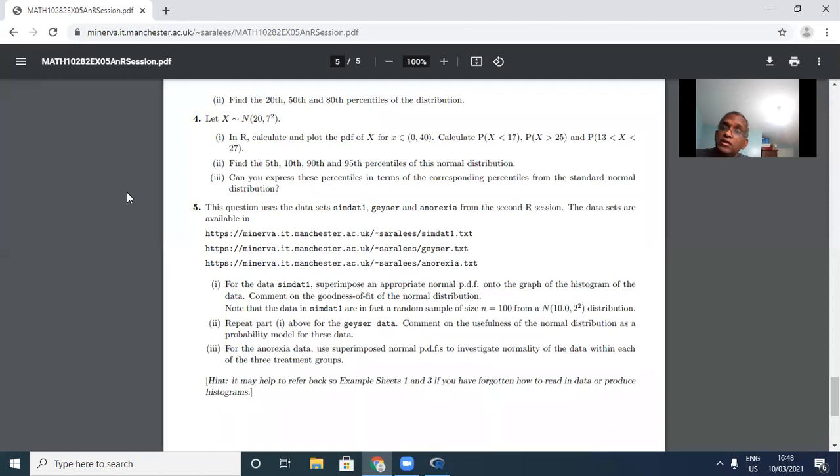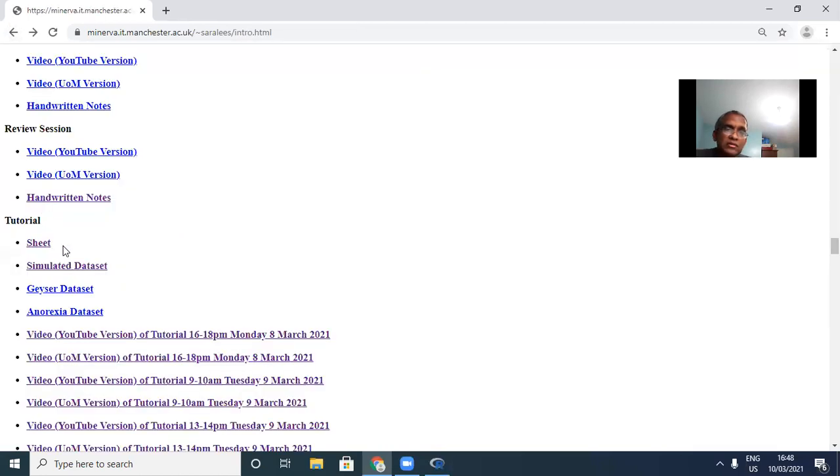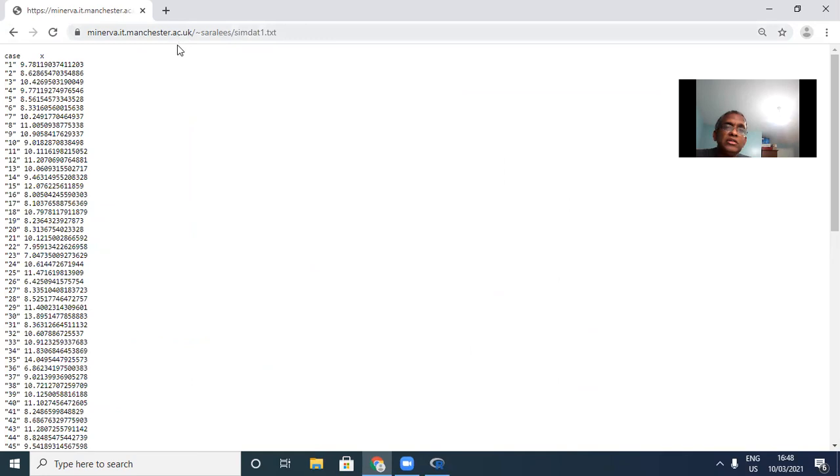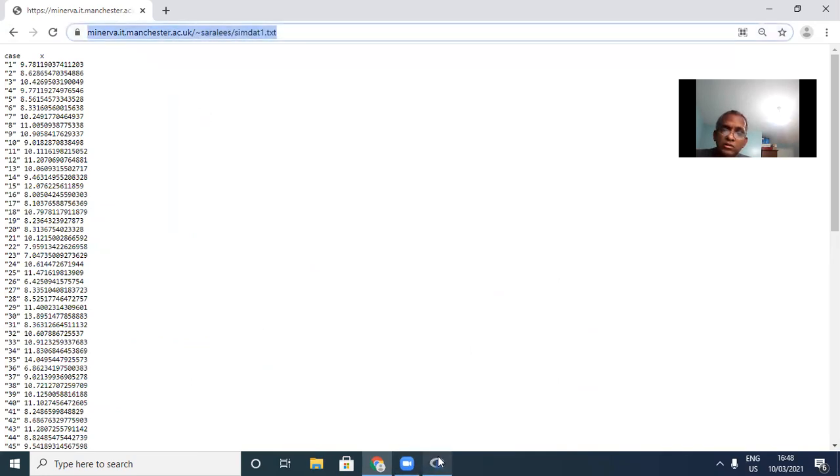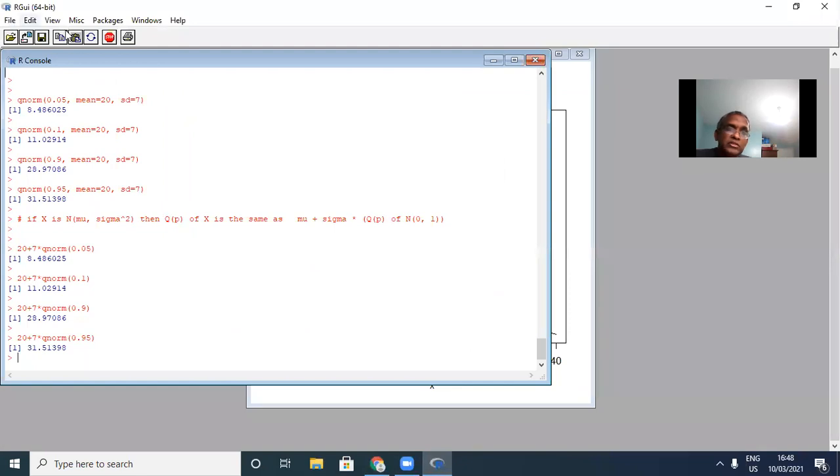I have already done something similar to this, so it's just an exercise for you guys. If you want, I can do the first part. Let me show you how to do the first part, and then I'll leave you to do the 2 remaining parts. All right, so let me go back to the website. This is the simulated data set. So I will copy the URL and paste it here, right?